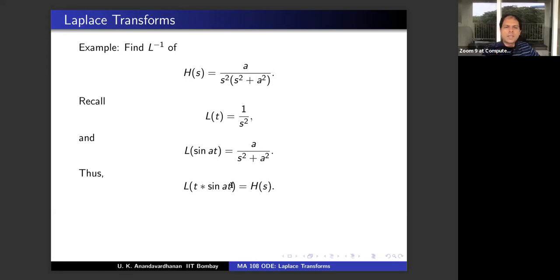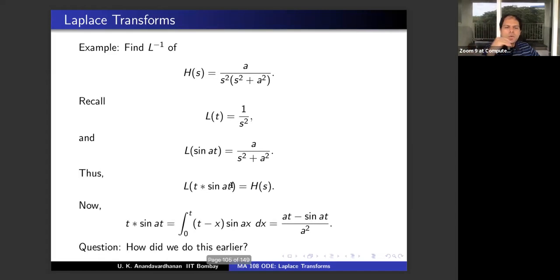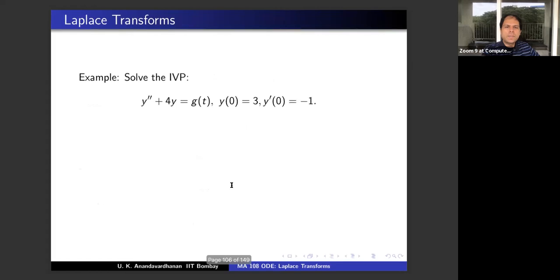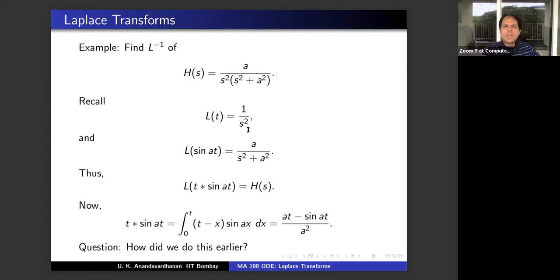Correct? So the answer is t star sin at. And what is t star sin at? It is integral 0 to t of (t minus x) sin ax dx, which you can do and you will get this answer. That's an integration you can carry out. Okay, so how did we do this earlier? We did this earlier by doing a by s square plus a square first and integrating once and integrating once more. And before that, you would have done it using partial fractions. So this is just to illustrate convolution.